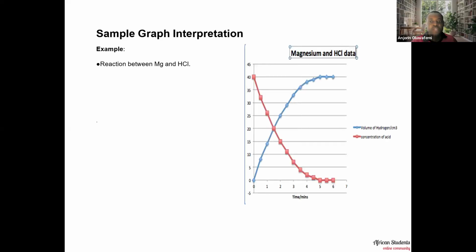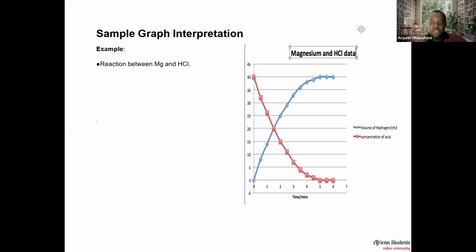So, sample graph interpretation. Reaction between magnesium and HCl. That's an example that I want to look at. So let's look at this. Okay, sample of graph interpretation. So we'll look at these and then we see magnesium and HCl.